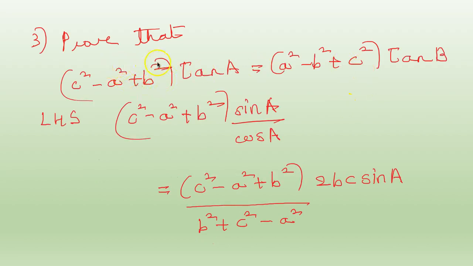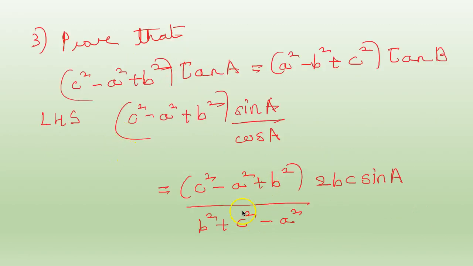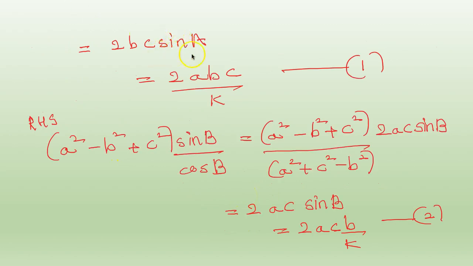Next problem, prove that (c squared minus a squared plus b squared) tan A equals (a squared minus b squared plus c squared) tan B. We start with the LHS, that is c squared minus a squared plus b squared. Sin a by cos a is tan a. Now for cos a we use the cosine property. It is b squared plus c squared minus a squared by 2bc. All the other terms remain the same. So this will be 2bc sin a because these two terms get cancelled. And sin a is a by k. So this becomes 2abc by k.